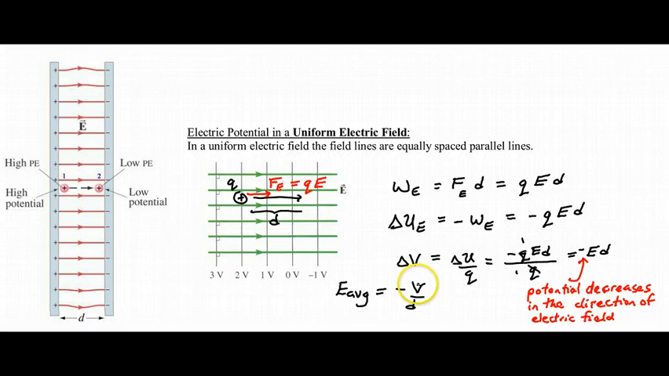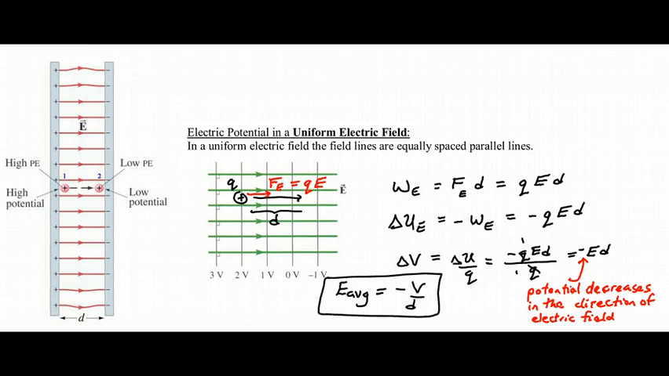I personally don't like the fact that they put V. I really think that they should be putting delta V. This should not be thought of as the potential at this location, but really the change in potential as it moves this distance. So this is really a delta V, and this is the displacement as it goes from here to here.